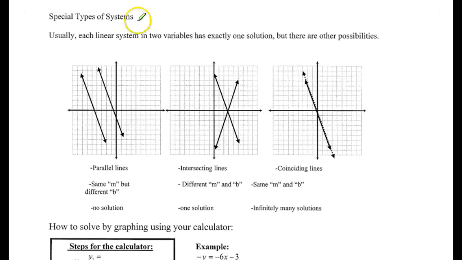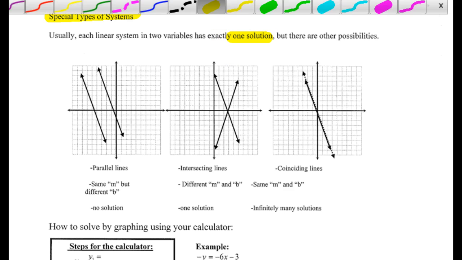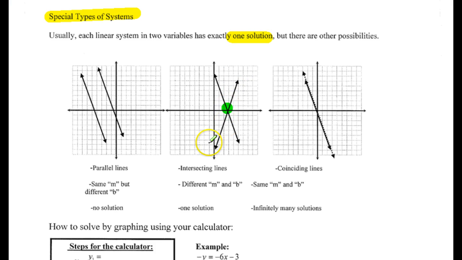Alright guys, so we're just going to do a quick little video here on the special types of systems. Like this says, usually each linear system in two variables has exactly one solution, right? So if you think about the last page or the last video we did, most of the graphs looked like this, where it touched in one place, therefore had one answer. So we'll start here. These are just called intersecting lines. They have one solution, okay?